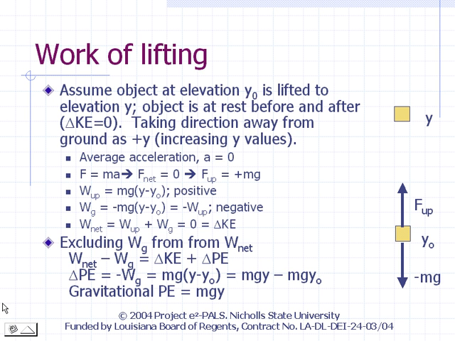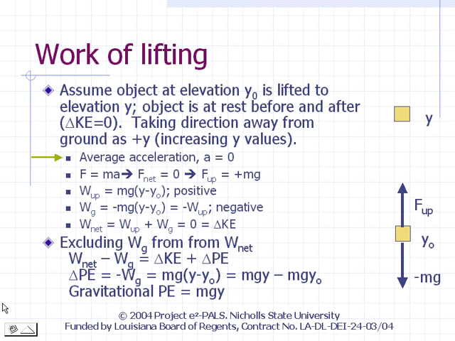Let's apply the work energy theorem to the lifting of an object. Suppose an object, initially at elevation y0, is lifted to elevation y. To make things simple, we will assume that the object is at rest. That is, it has zero speed and zero kinetic energy at the initial and final positions. Taking the upward direction as the positive y direction, what do we know?